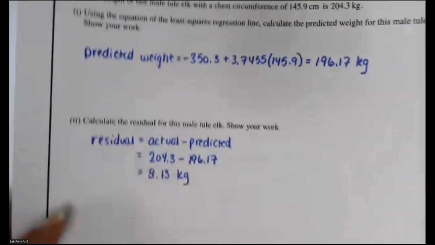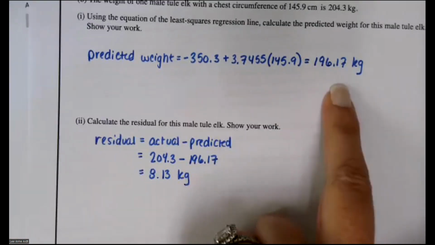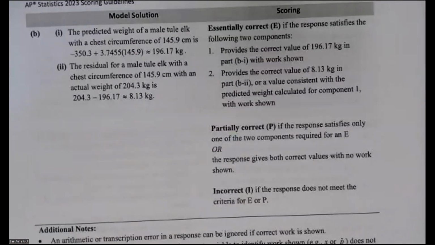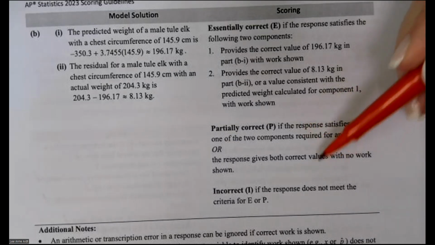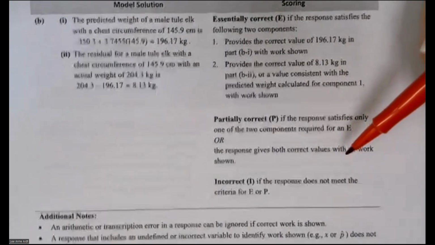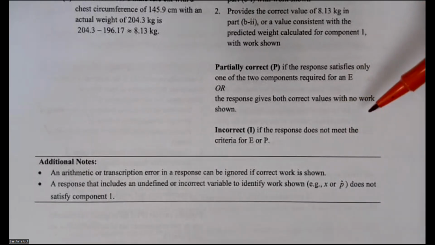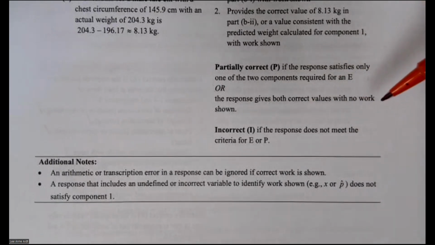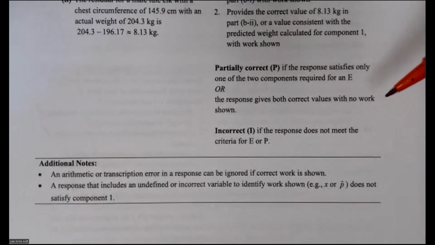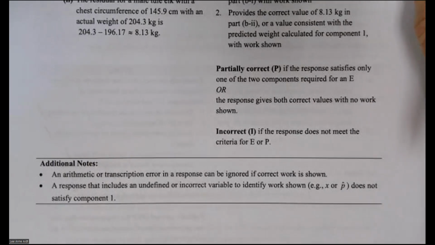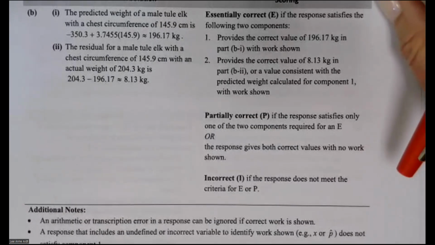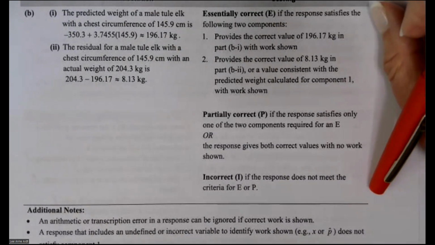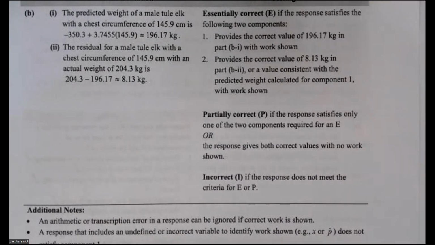Here's mine. Plugged it in, showed my work, that actual minus predicted. If you got one of the 2 of those, you get a P. Or for those of you who like to just skip to the end, if you give both correct values with no work, you get a P. Hopefully you plugged into the formula. For part 2, I did it in part 1, so then I reread it in part 2.